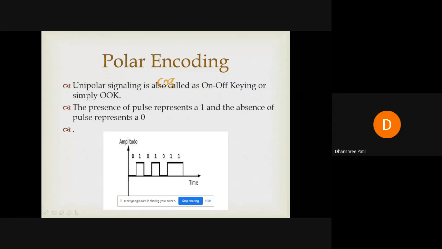So it is also called unipolar encoding. Polar encoding is also called unipolar encoding, which is also called on-off keying, or simply OOK. It has only 1 and 0. If 1 is present, that is the presence of a pulse, meaning a signal is present. And 0 is the absence of a pulse, or absence of a signal. So 1 represents presence of a signal and 0 represents absence of a signal. That is the polar encoding.